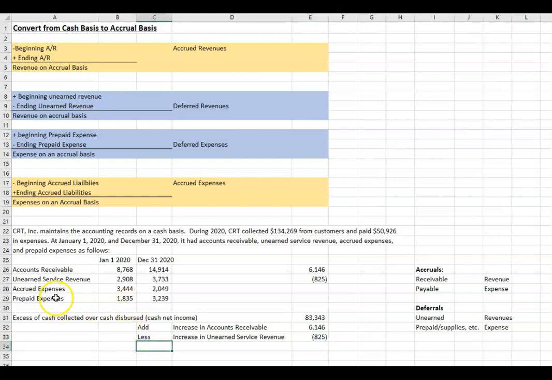All right, let's look at the third one, accrued expense. It tells us that it's an accrual, and it tells us that it's an expense.